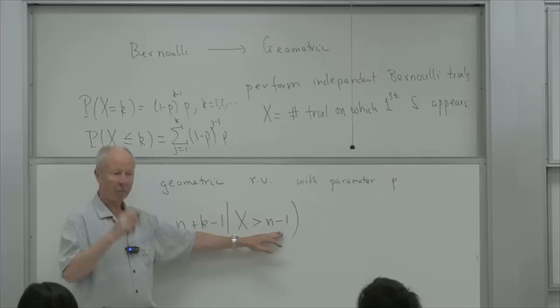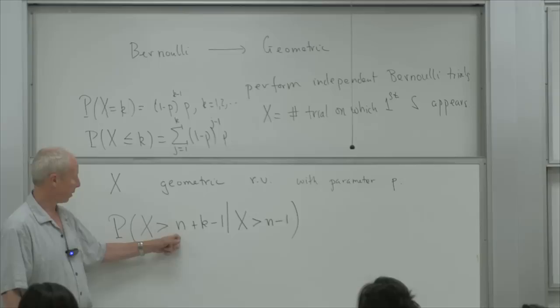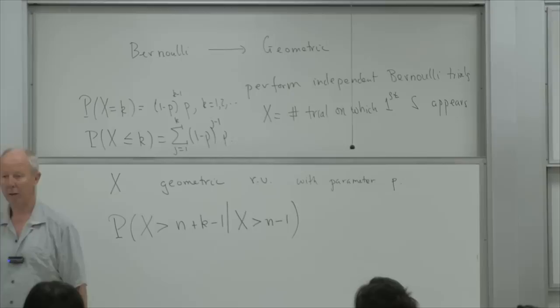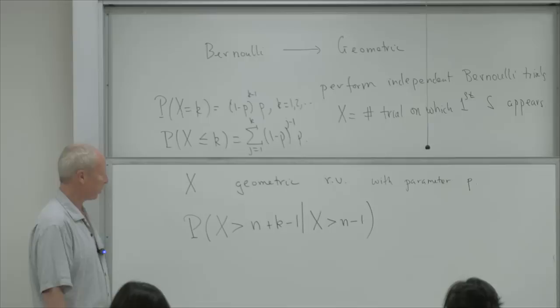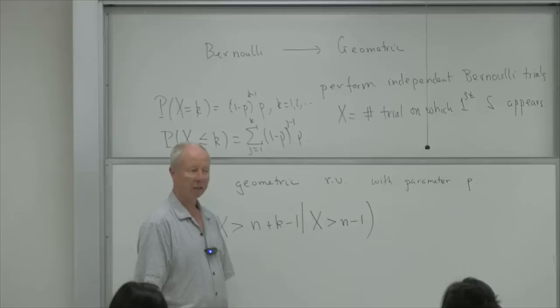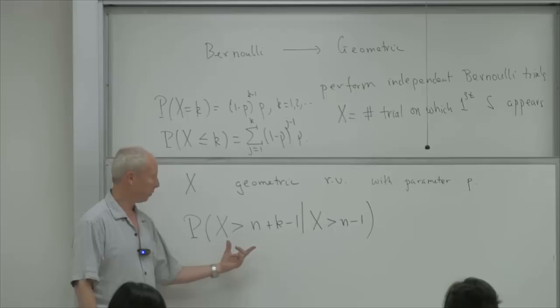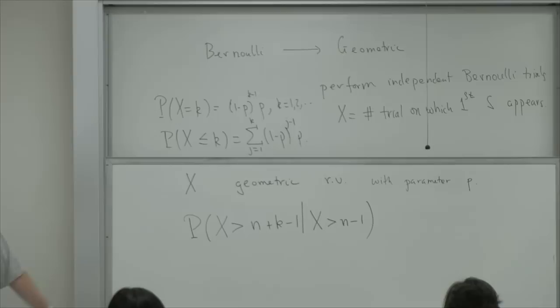So what's the probability that the success doesn't occur in the first n plus k minus 1 trials, given that it did not occur in the first n minus 1 trials? Does everyone understand why what I'm saying is contained in this line here? X is the trial in which the first success occurs. It says you've been trying whatever you're trying, like rolling a die or tossing a coin, waiting for success. You've done it n minus 1 times, and you didn't succeed. What's the probability that if you do it k more times, you still don't succeed? That's what this probability is.